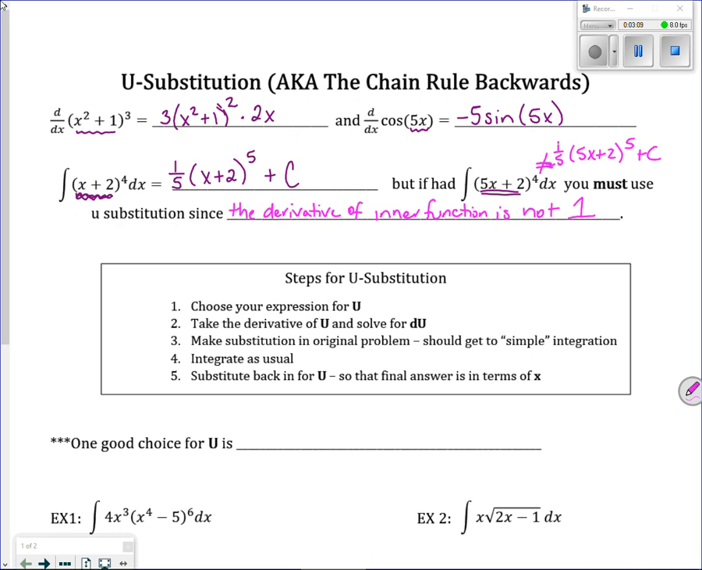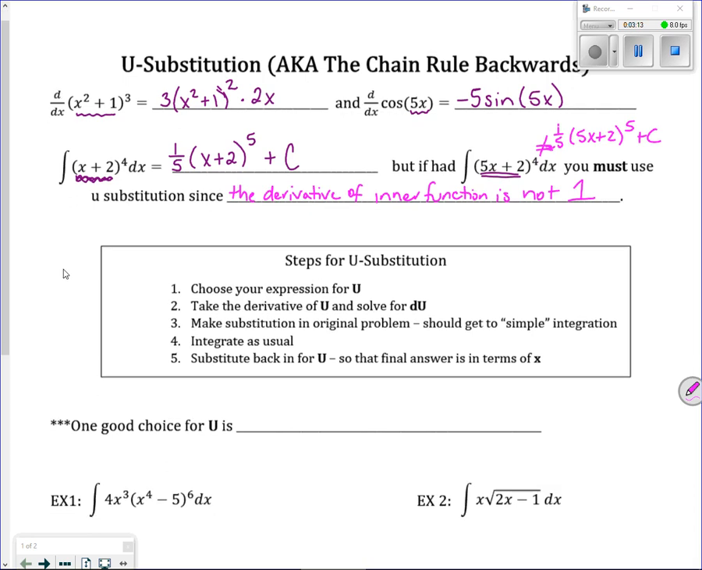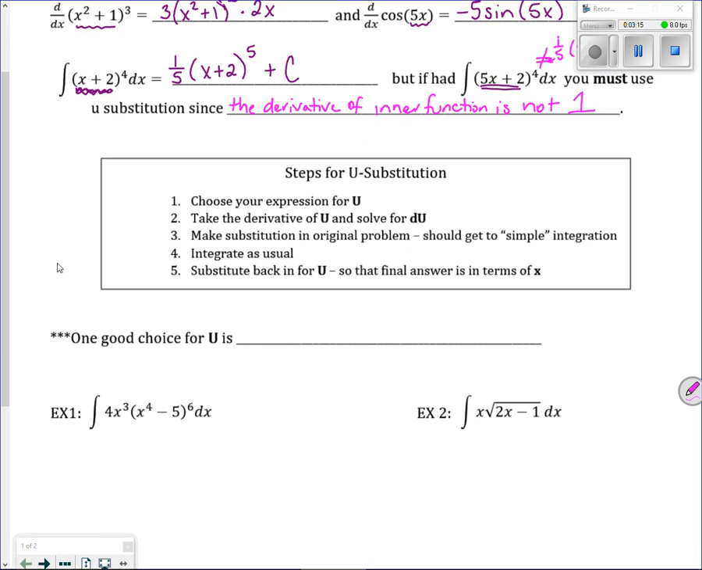So what are the steps for u substitution? Well, here they are. You're going to choose your expression for u. You're going to take the derivative of u and solve for du, make a substitution. You should get to a simple integration. You're going to integrate and substitute back in for u. Okay, that sounds like a lot of steps, but we will go through the steps as we work.